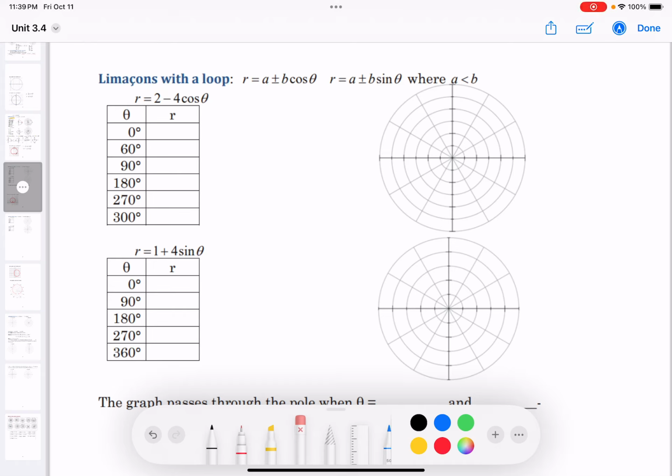Let's see limaçon with a loop. So what is a limaçon? If my equation is r equals a plus or minus b times cosine theta, or r equals a plus or minus b times sine theta, where a is less than b, we have a big B, then we have a limaçon with a loop.